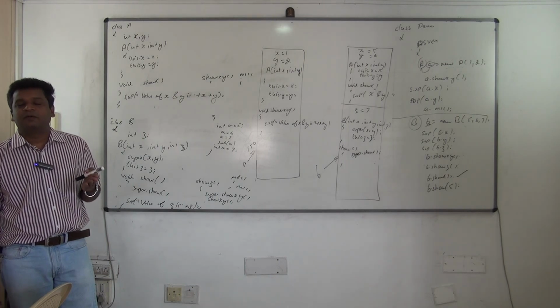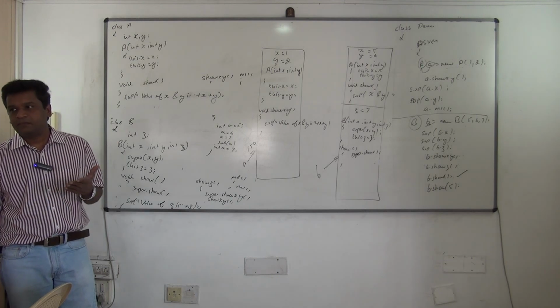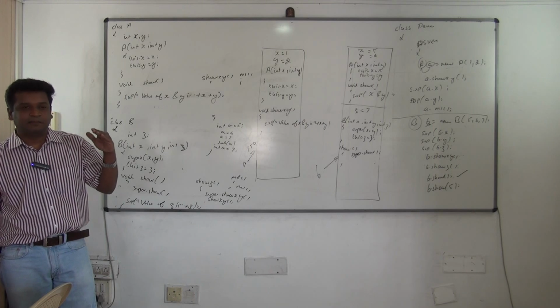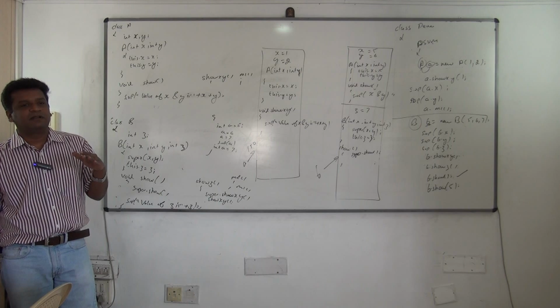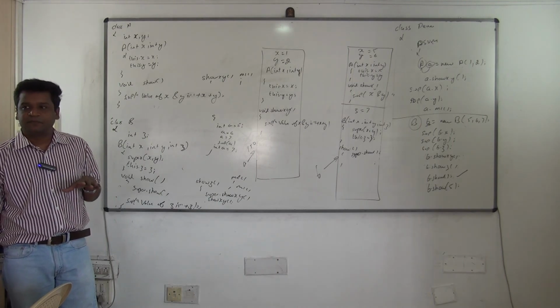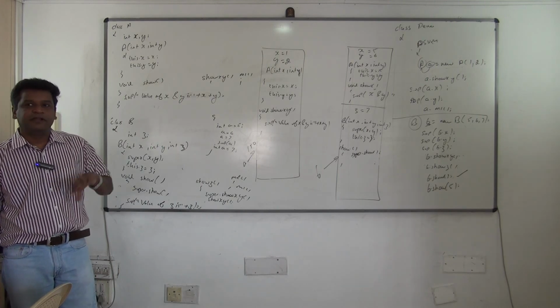But in overriding what happens? How do you identify which one is overloaded and which one is overridden? If the parameter list is different and the name is the same, it is overloaded. If the parameter list is the same, the method name is the same, and the return type is the same, it is overridden. Overriding we say. So that is overloading and that is overriding.